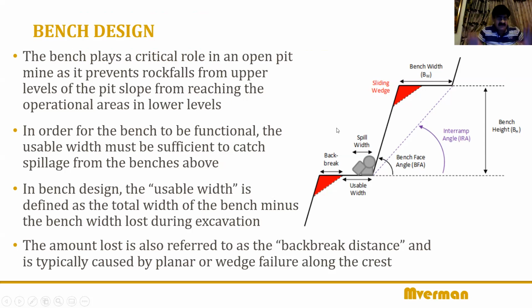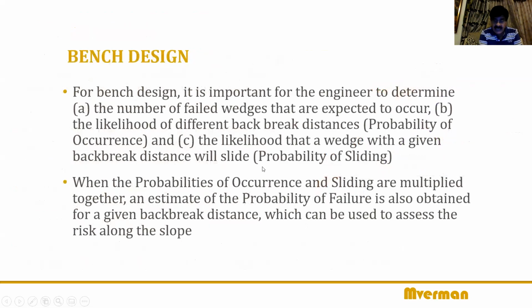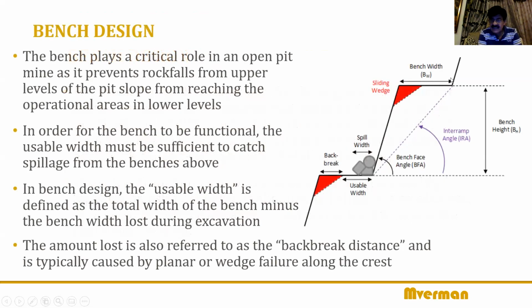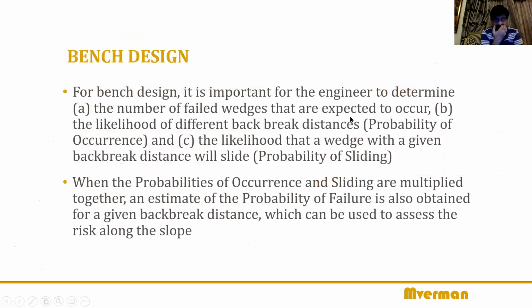Anyway, we are deviating a bit from the discussion, but the fact is that these two things play a role, the spill width and the back break. So this back break width we have to consider, the amount which can be lost. And this is usually lost in a jointed rock by sliding in planar failure or wedge failure. And a couple more things here. This inter-ramp angle, bench width, and this face angle, we'll come back to this. Just wait, we'll come back.